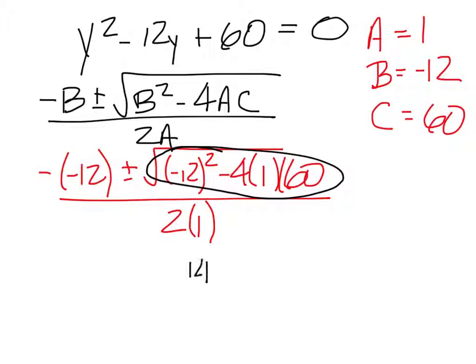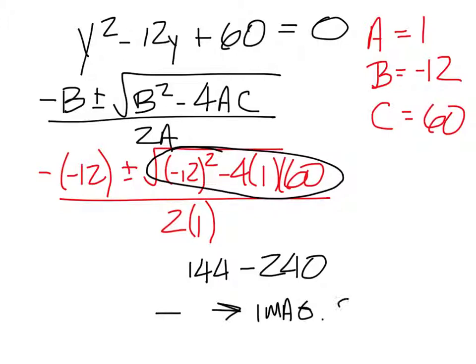144. What's 4 times 1 times 60? 240. Is 144 minus 240 a positive answer? No, it's going to be negative. Therefore, that means you have an imaginary solution or a complex number. In other words, the problem is not possible.